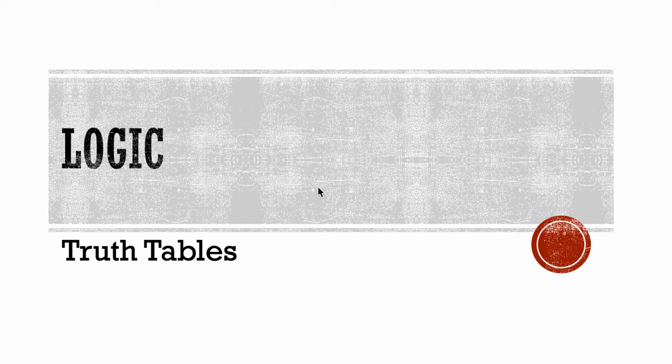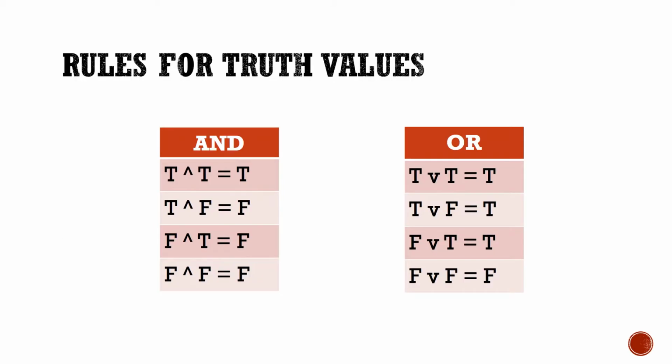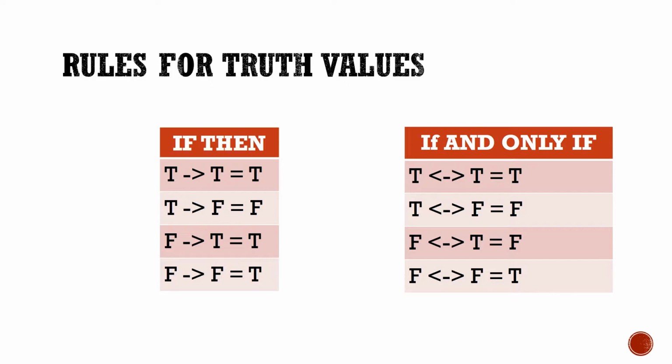As we continue our discussion on logic, I want to remind you of what we covered in the last presentation. If you remember, we defined 4 tables, one for and, one for or, one for if then, and one for if and only if. These tables give us the truth values for all possible compound statements. We're now going to use those tables to begin to work some problems.